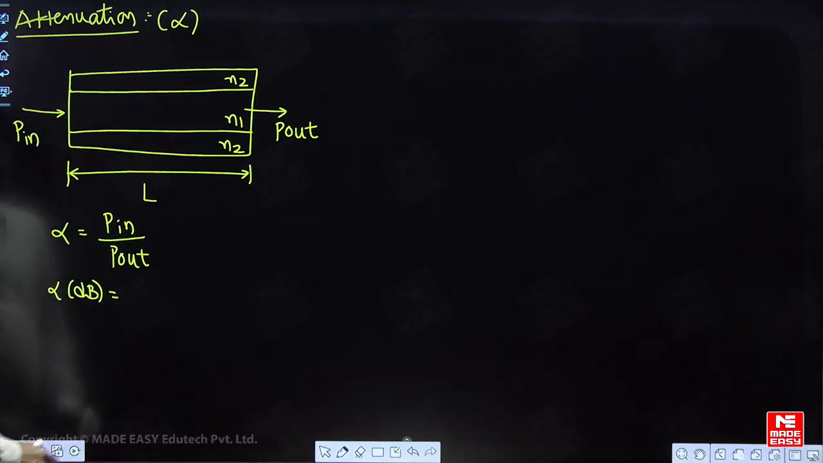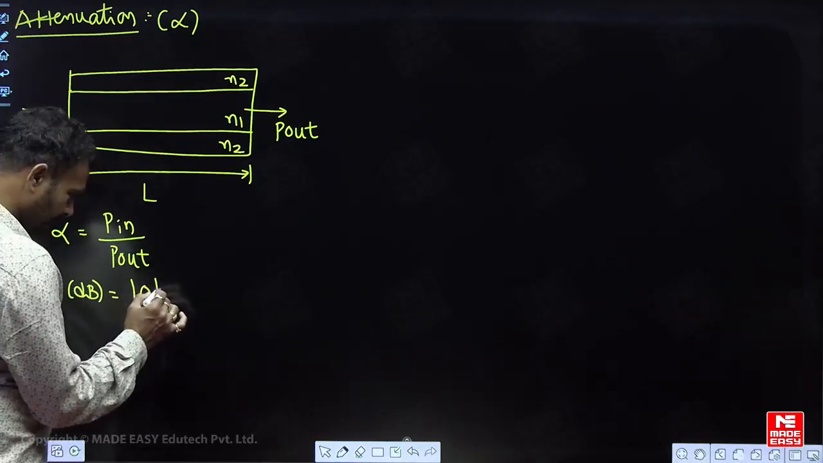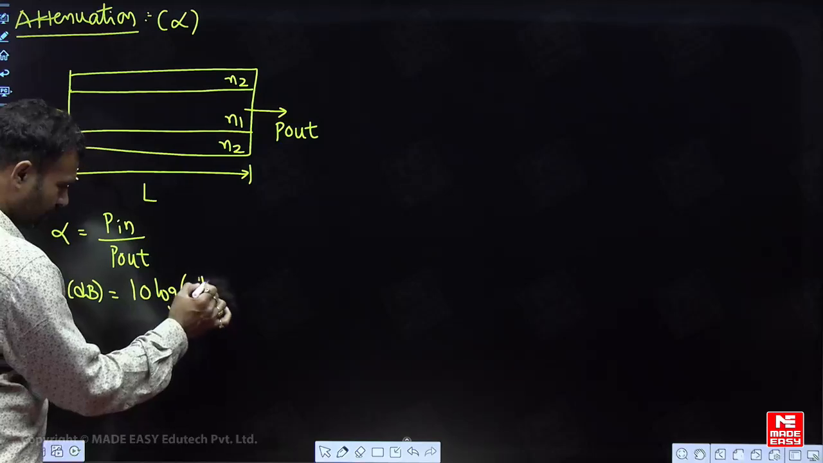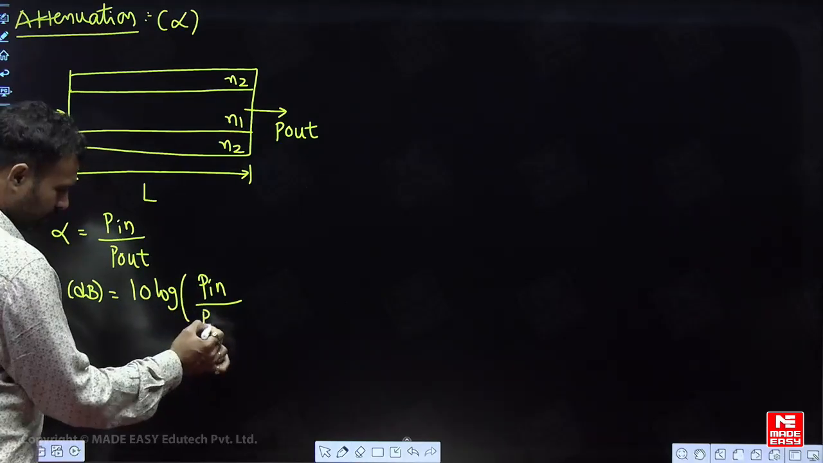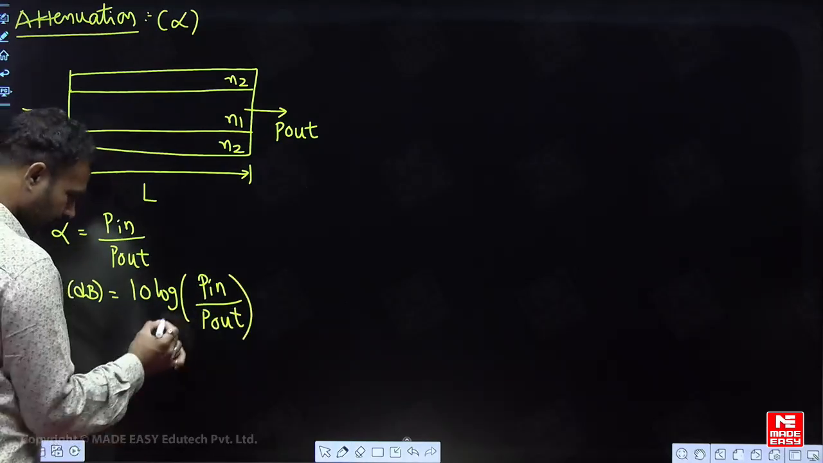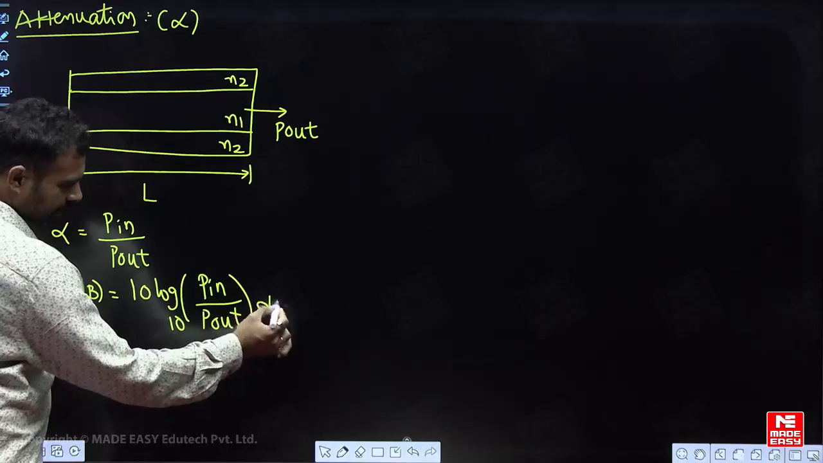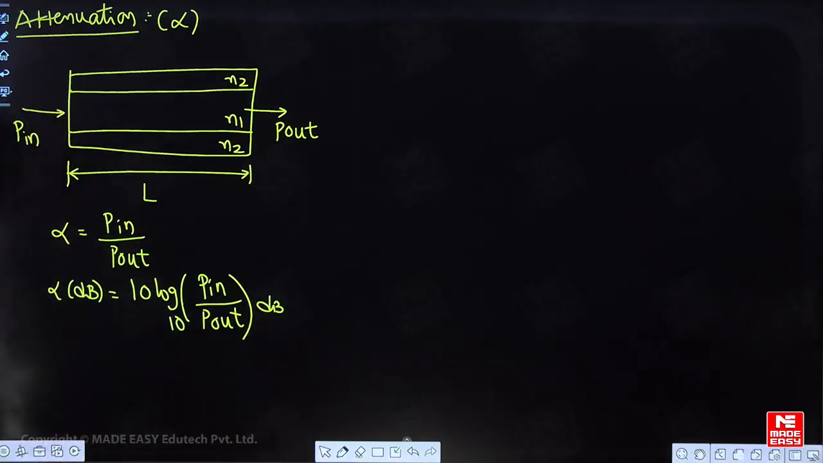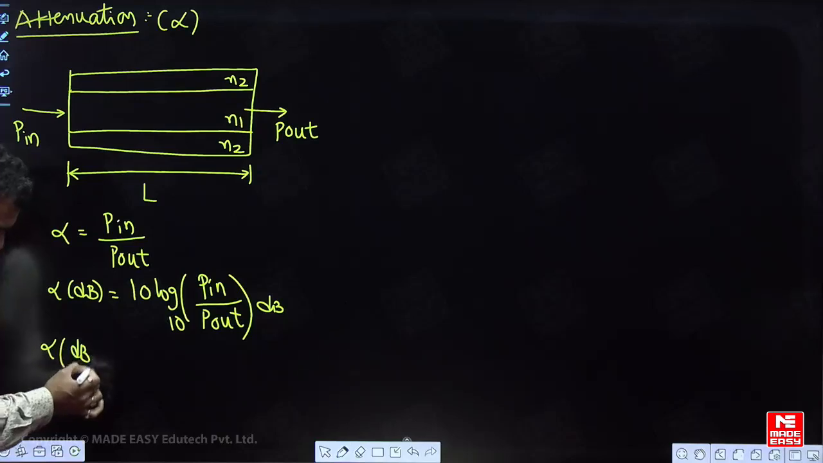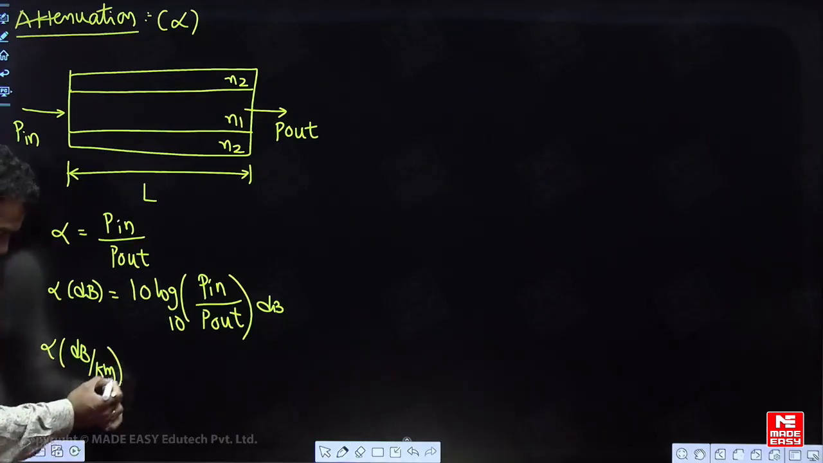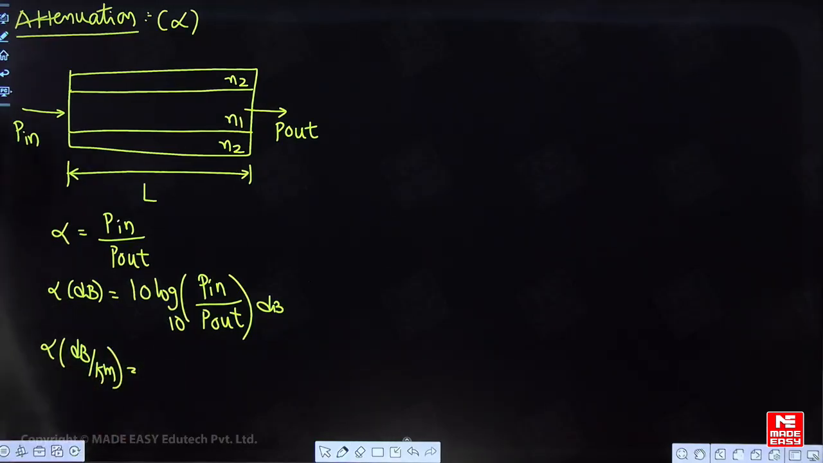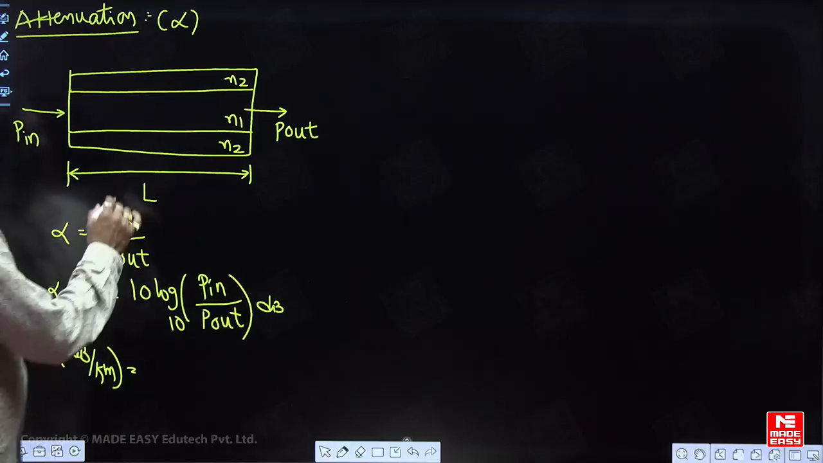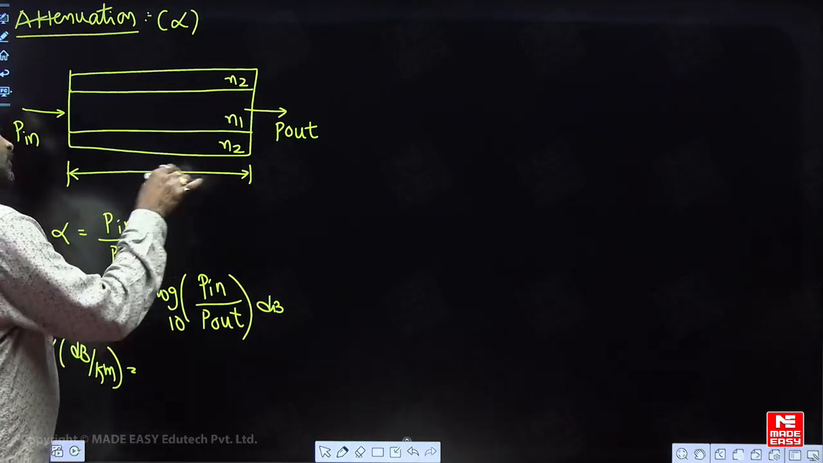Writing the same thing in terms of dB, it is called 10 into log of the power ratio, input power by output power, of base 10, in terms of dB. But this attenuation is always measured for the unit length of a kilometer, that is, dB per kilometer.